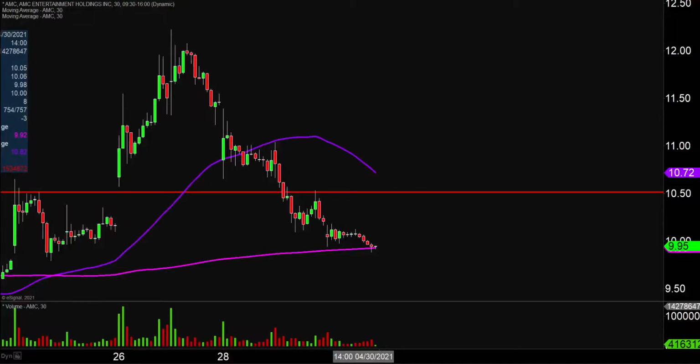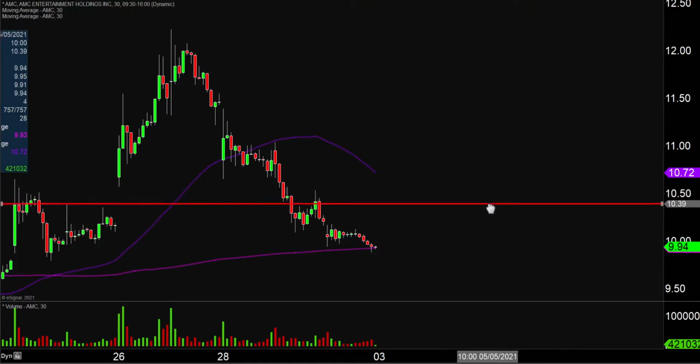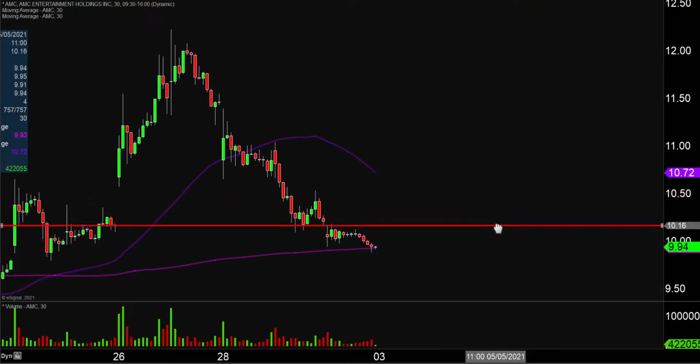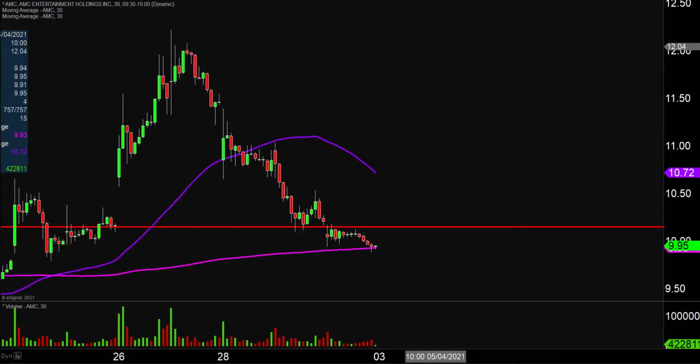Well, the downwards drift on AMC continues, and on that note, I'm just going to adjust this area of resistance now that we have more data. The newest area of resistance now sits right here at $10.15. So if there is any sort of attempted consolidation and then bounce in the upwards direction, that's where the first big question mark comes about, in the sense of not necessarily can the price get back up to 10.15, but more importantly, can the price actually break above it and stay up above it?